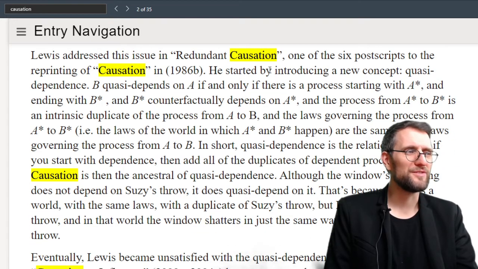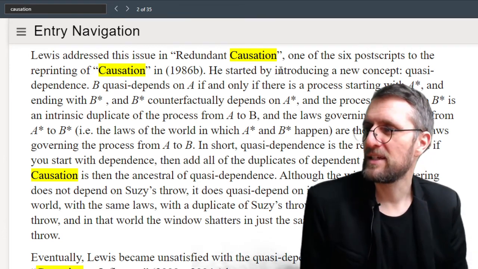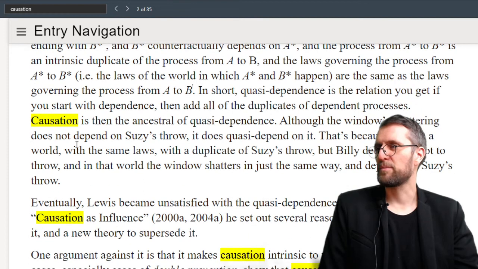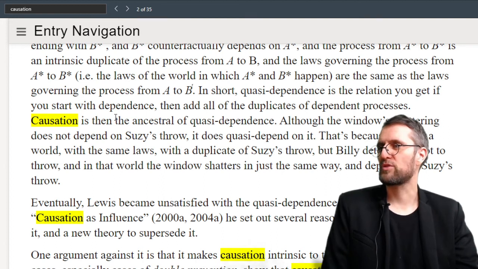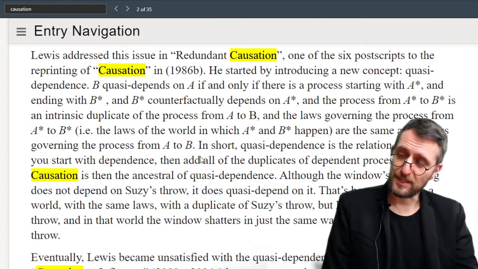Lewis addressed this issue in Redundant Causation, one of the 6 postscripts to the reprinting of Causation in 1986. He started by introducing a new concept, Quasi-Dependence. B quasi-depends on A if and only if there is a process starting with A and ending with B, and B counterfactually depends on A, and the process from A to B is an intrinsic duplicate of the process from A to B. And the laws governing the process from A to B are the same as the laws governing the process from A to B. In short, quasi-dependence is the relation you get if you start with dependence. Yeah, so I'm sure we can dive into this and really explain this.